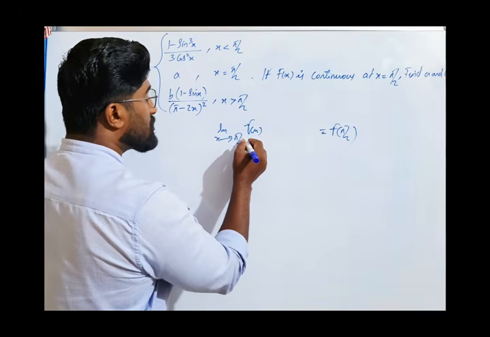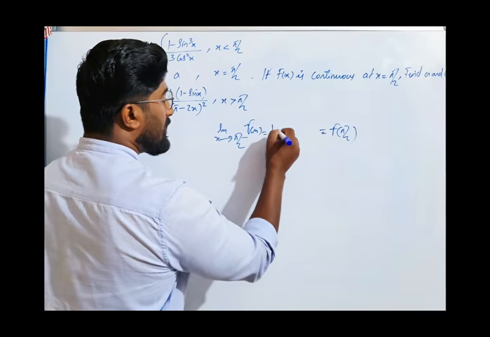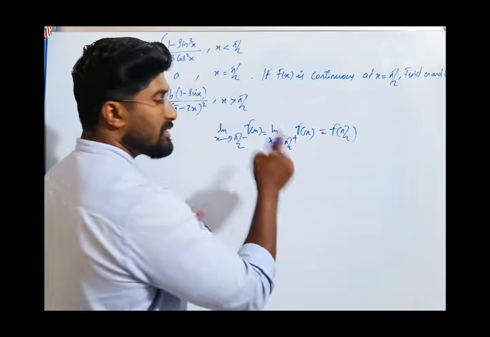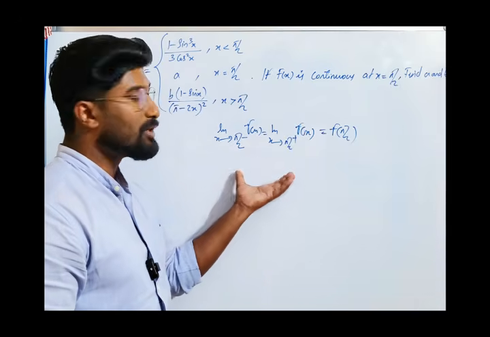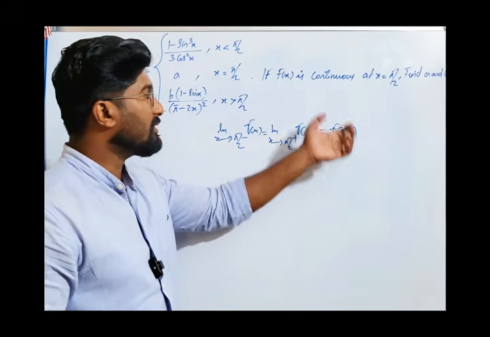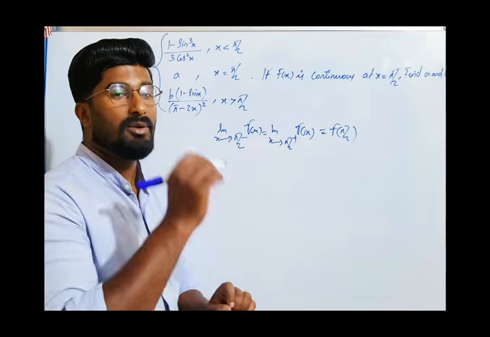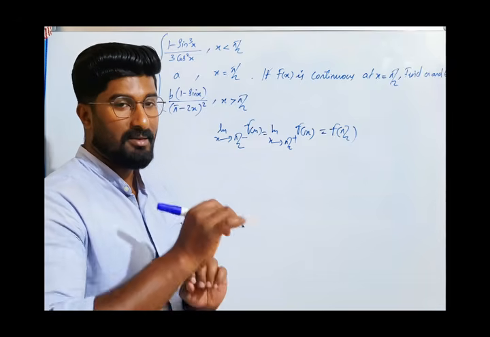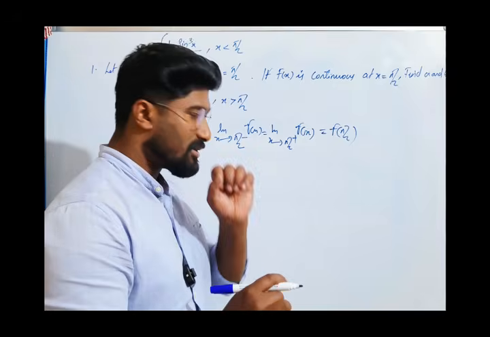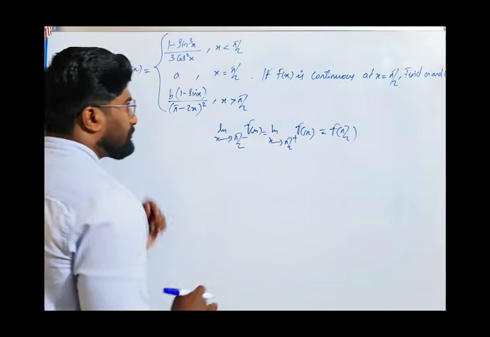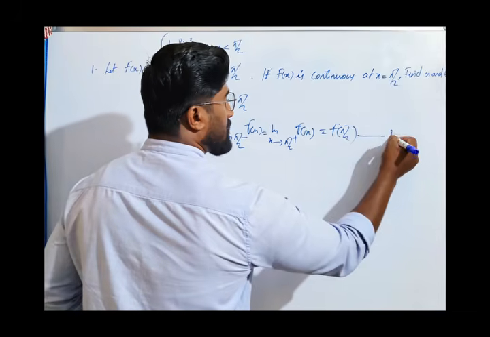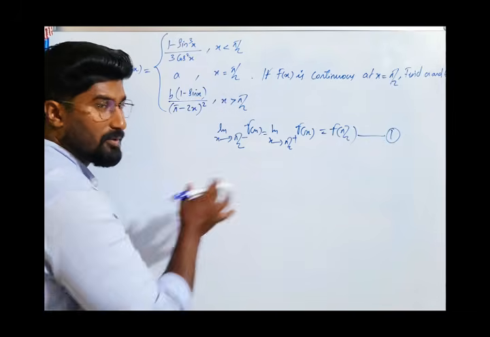That is limit x tends to pi by 2 minus f of x, and limit x tends to pi by 2 plus f of x. These two things are same. You can say that the limit of the function exists and is equal to the value of the function, so it will be continuous. That means you can draw the graph of the function without lifting pen or pencil from a plane of paper, or without breaking, you can draw the graph. So consider this as equation number 1. One by one we have to find here.